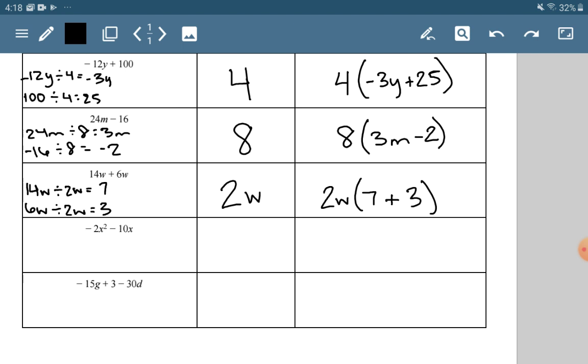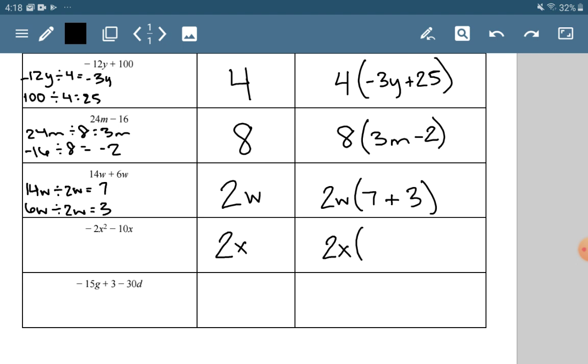Moving on to my last 2 examples, I have negative 2x squared minus 10x. Looking at these numbers, 2 is my smallest number, so I'm going to start there. The only number that 2 is divisible by is 2, so I know I'm going to pull out a factor of 2. 10 is also divisible by 2. And the other thing they both have in common is an x, so I'm going to pull out the x as well. So I'm going to put a 2x on the outside of my parentheses, since that's what I'm pulling out.